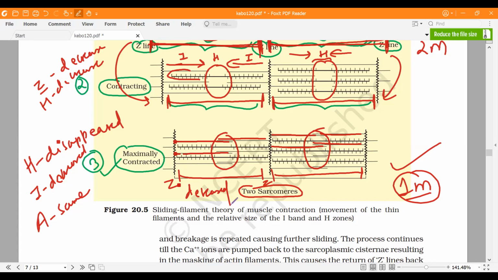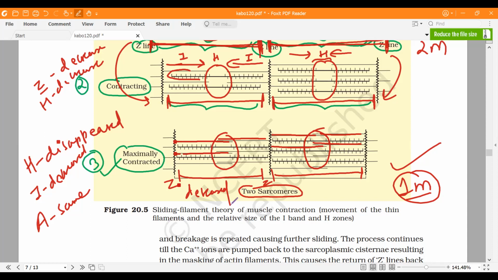So during maximum contraction, the H zone will disappear. The length of the I band will decrease. The length of the A band remains the same. And the sarcomere distance will decrease to half. Got it better? Yes, sir. So this is what happens in relation to the structure in contraction.